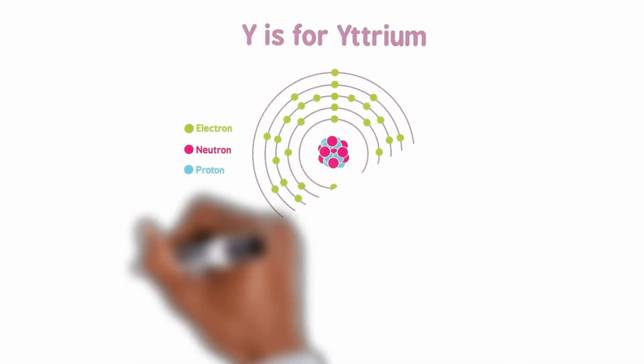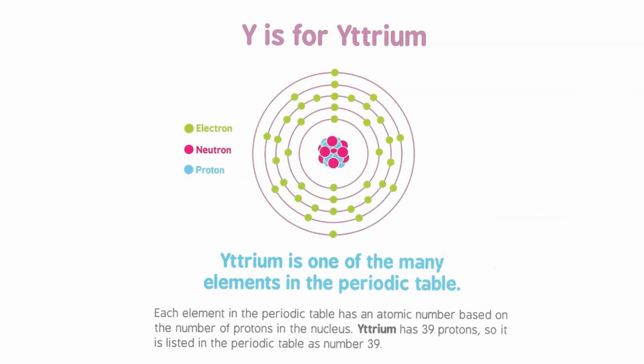Y is for yttrium. Yttrium is one of the many elements in the periodic table. Each element in the periodic table has an atomic number based on the number of protons in the nucleus. Yttrium has 39 protons, so it is listed in the periodic table as number 39.